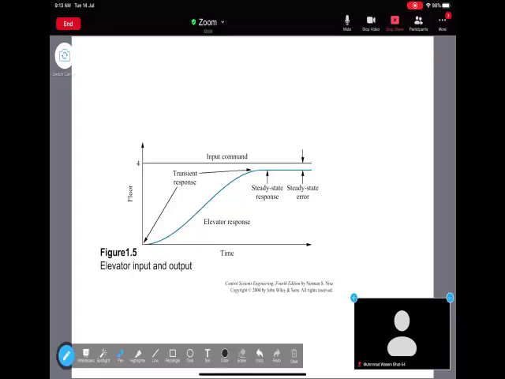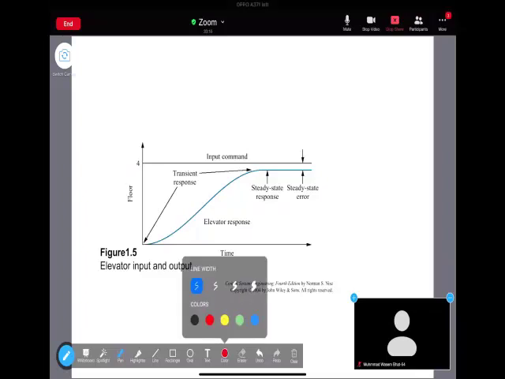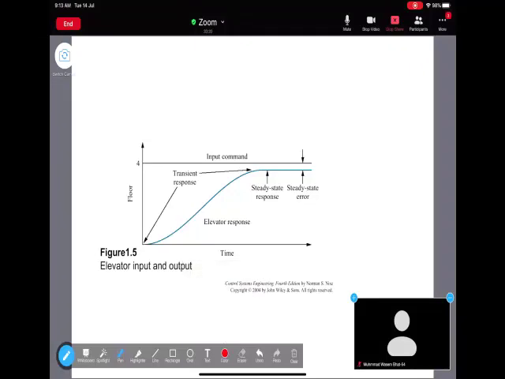Now let us look at this example of elevator input and output, and try to understand what the desired response and actual response are. So suppose you want to go to floor number 4. On the x-axis you have time, right? And on the y-axis you have floor, right? Please see this, this is very important.